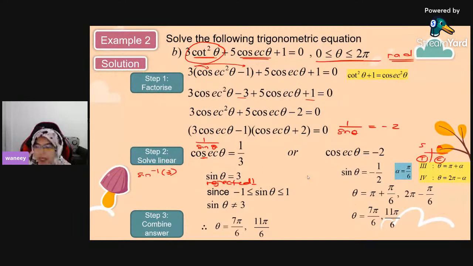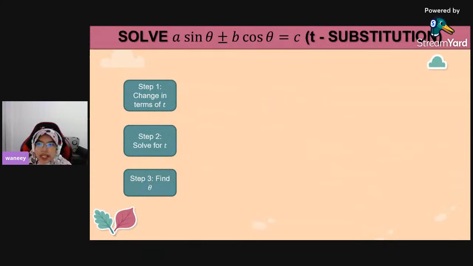Okay, never mind. Right, so we have done the linear function, we have done the quadratic function. Now we are going to see how we can solve if we have a mixture of sine and cos. How to solve A sine theta plus or minus B cos theta equal to some constant? We actually have two methods. You can either use the t substitution or you can use the other cos and other sine. T substitution we are going to learn today. Other cos and other sine I will leave to next week's class.